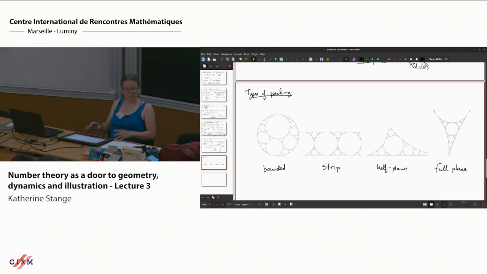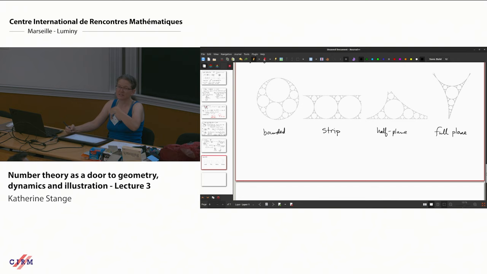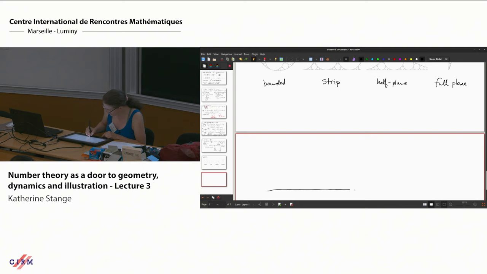And so what you might want to do is draw the upper half plane as the parameter space for Apollonian circle packings and see where these different ones occur, to try to understand what's going on. So here I'll draw kind of what it looks like. This is the real line, and this is the upper half plane. There is a line up here above which it's bounded.